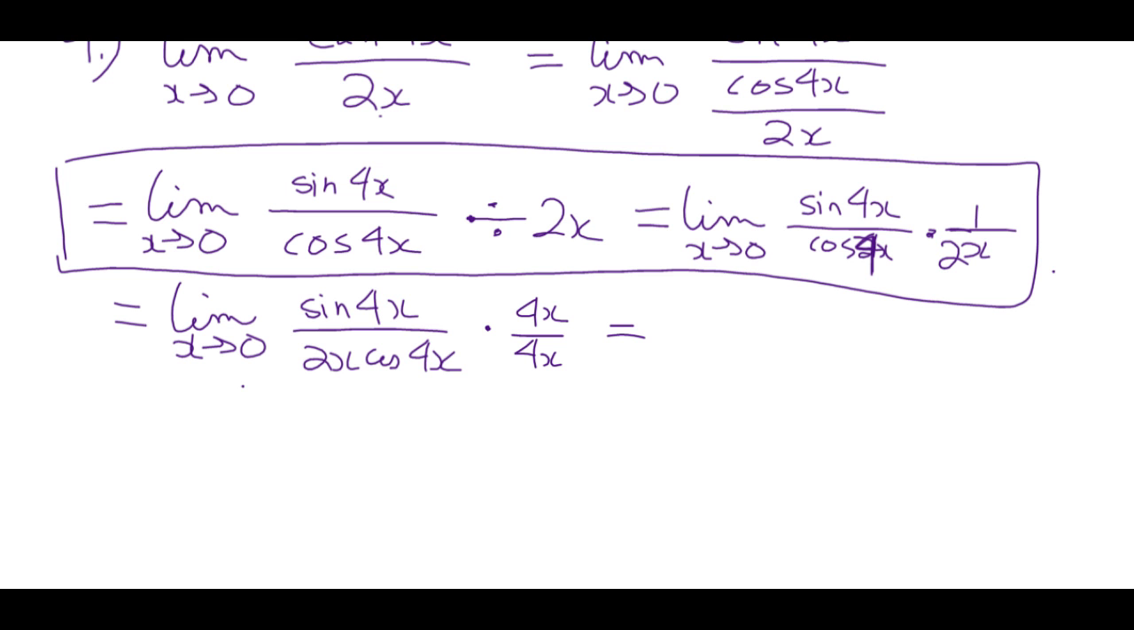What's the cosine of 0? That's going to 0. What's cos 0? 1. Okay, so cos 0 is cool, right? It's just get rid of that 2x on the bottom. Okay. So, what's that going to give us?